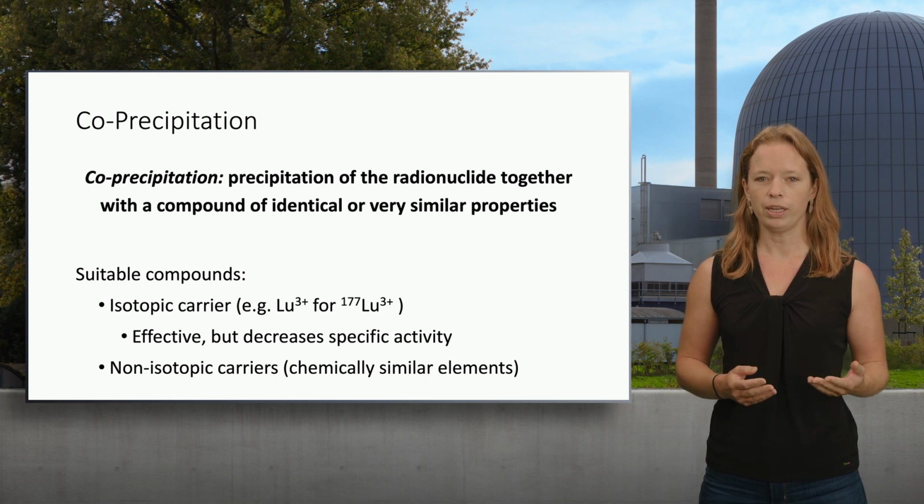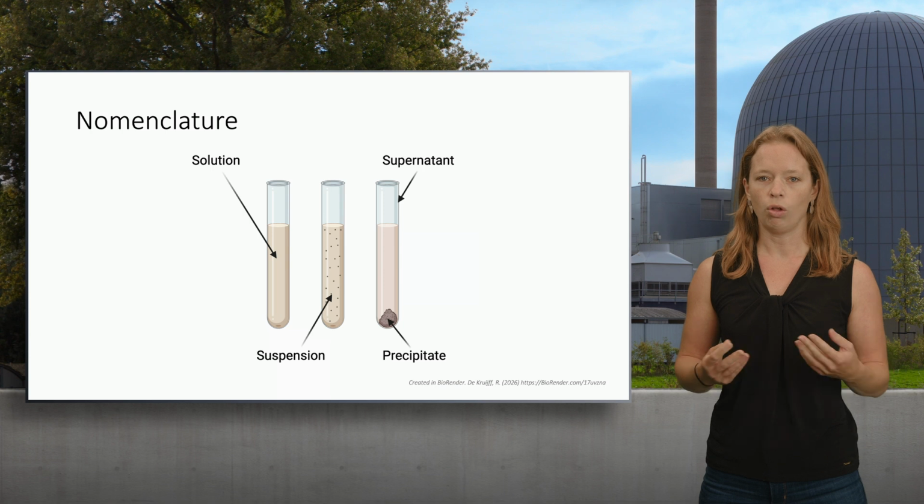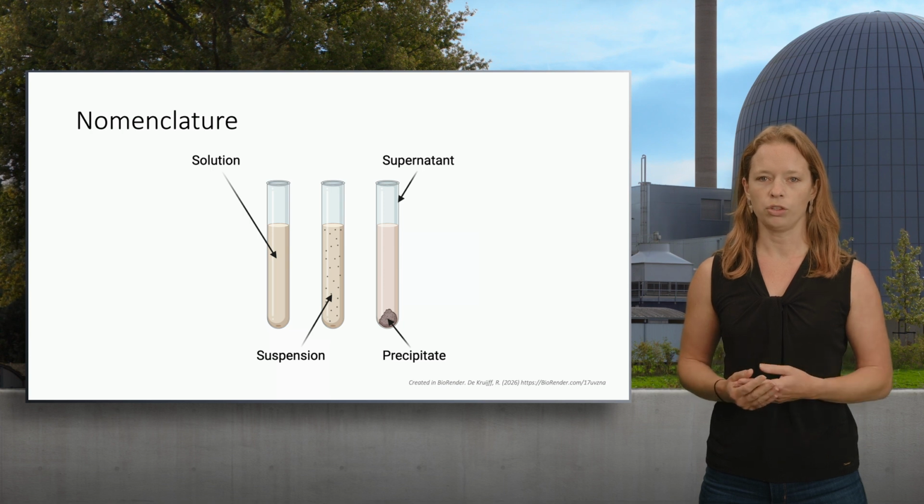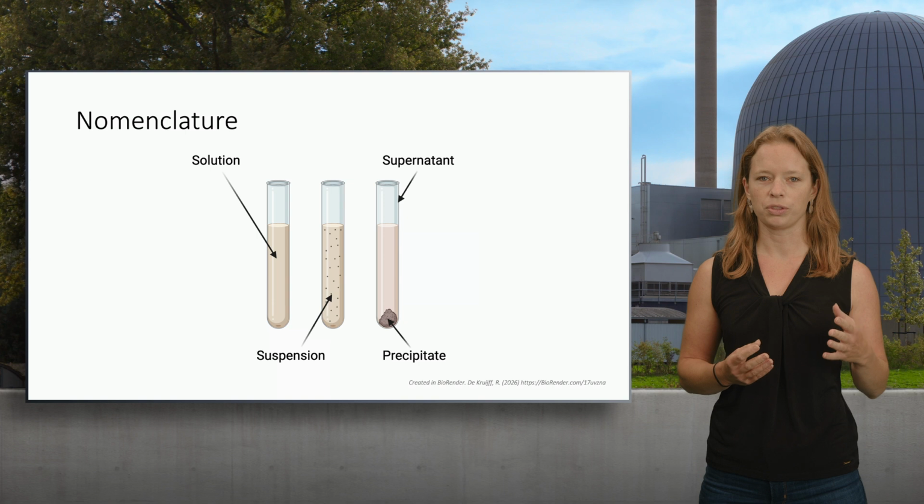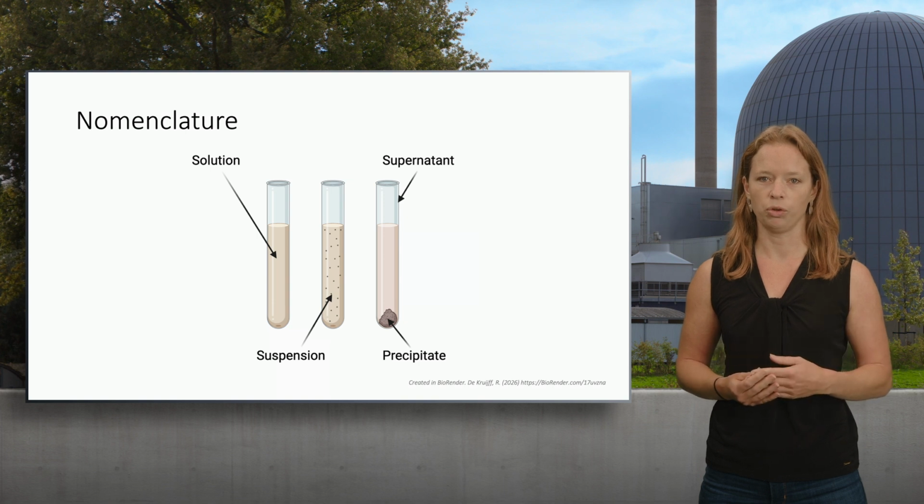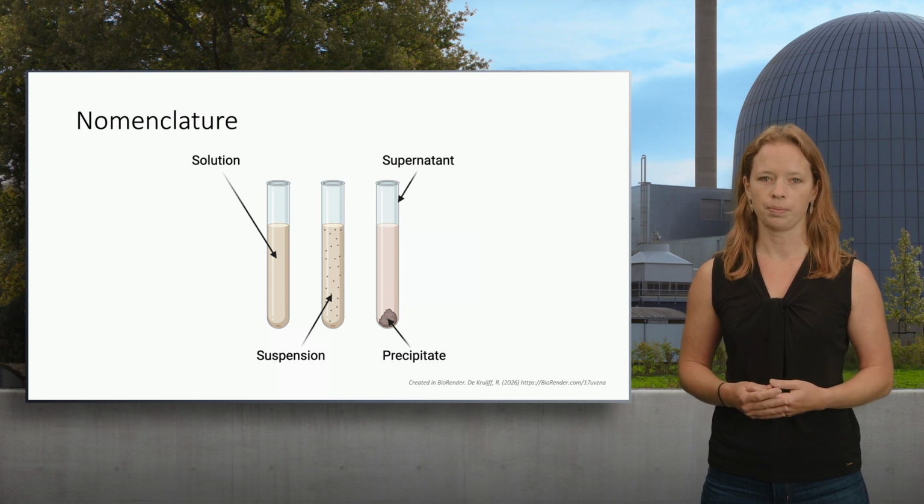We can differentiate 3 different cases. When all compounds have dissolved, we talk about a solution. In a suspension, solid particles have formed, but they are dispersed throughout the solution. And when these solid particles have then settled and separated from the solution, we call it the precipitate, with the liquid above the precipitate called the supernatant.